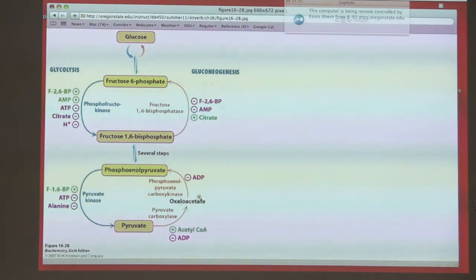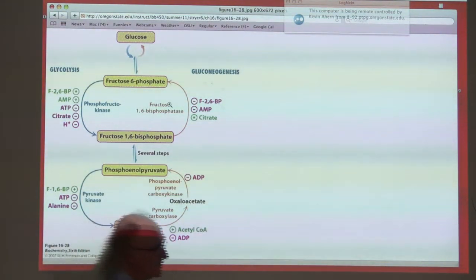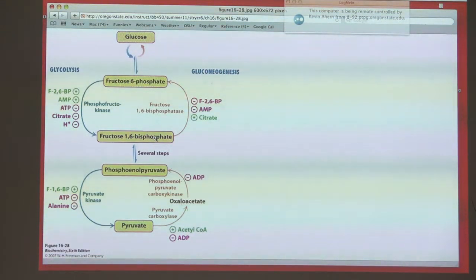And what it's showing, on the same figure, are the reactions that are regulated in glycolysis and gluconeogenesis for our purposes. You'll notice it's not saying anything about the regulation of hexokinase up here. As I said, we're not really going to talk much about that. For our purposes, the two most important enzymes being regulated are PFK and pyruvate kinase on the glycolysis side, pyruvate carboxylase, PEPCK and F16BPase on the gluconeogenesis side.